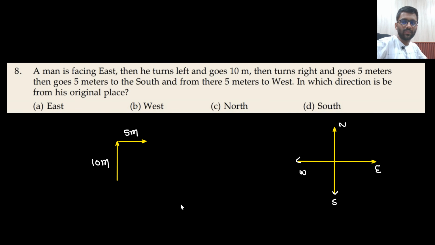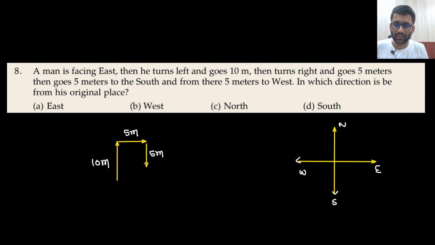Turns right and goes 5 meter. Then goes 5 meters to the south. South is downward. Here. Goes towards south. South is this one. So goes 5 meters towards south. And then 5 meters to west.